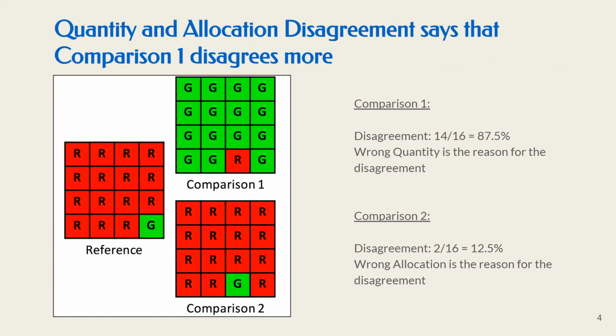Comparison 1 has 14 out of 16 pixels that are different, which equals an 87.5% difference. The wrong quantity for red and green pixels is what causes this disagreement. Comparison 2 has only 2 out of 16 that are different, which equals a 12.5% difference. The wrong allocation of the red and green pixels is the main reason for this disagreement.